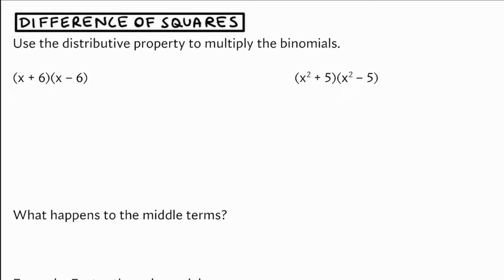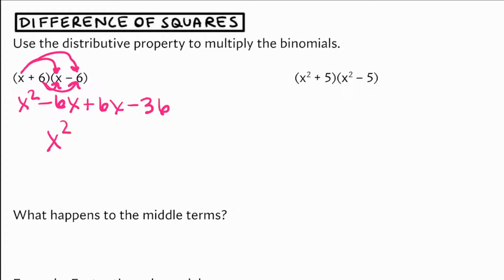So x plus 6 times x minus 6. We're going to multiply it, we'll get x squared. X times -6 is -6x. Positive 6x and -36. And then we add those together, and -6x plus 6x, they add to 0, and so I'm just left with x squared minus 36. Maybe I can make that look a little better.